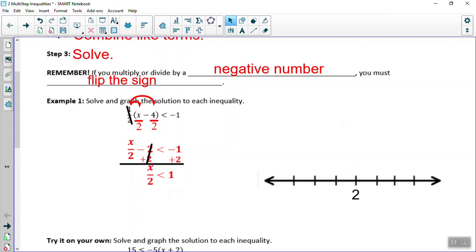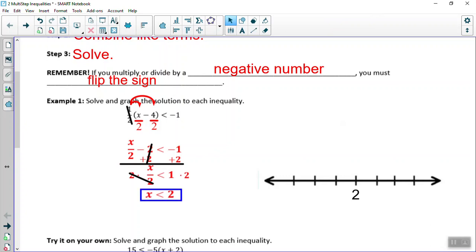Now, to finish solving this, we have to undo this divide by 2, so we're going to multiply both sides by 2, and we have x is less than 2. Those cancel out, which is why we only have x left over. And then that's our final answer. Now we can graph it.